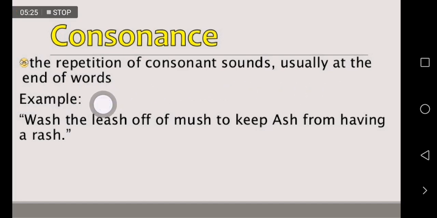Here, for example: wash the leash off of mush to keep ash from having a rash. So I will read it again. Wash the leash off of mush to keep ash from having a rash.